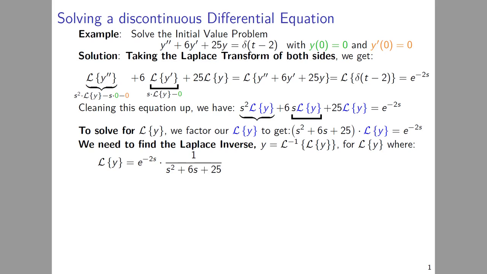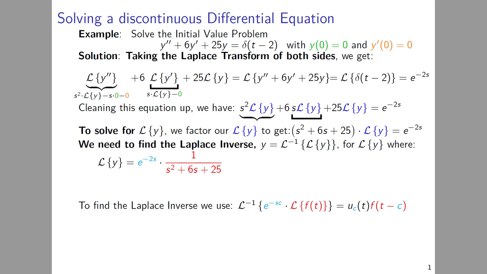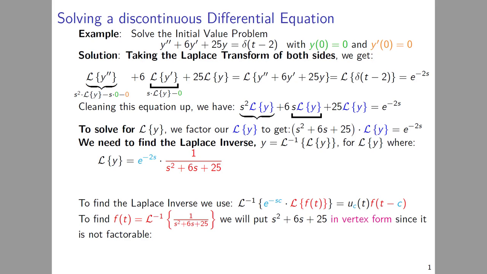Seeing that we have a factor of e to the negative 2s tells us that to find the Laplace inverse from here, we'll need to use that the Laplace inverse of e to the negative sc, where c equals 2 here, times the Laplace transform of some function f of t is the shifted function u sub c of t times f evaluated at t minus c, where here the Laplace of f of t is given by 1 over s squared plus 6s plus 25. So we'll need to find f of t, which is the Laplace inverse of that.